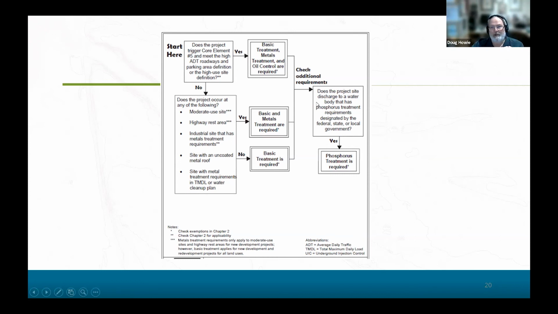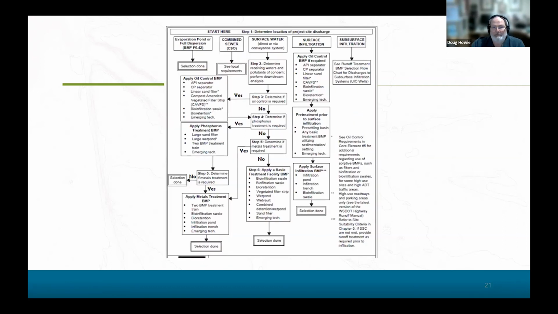Now that you know what kind of treatment you have to do, what BMPs can do that treatment? Well, you come to this table. If you're doing subsurface infiltration, that's UIC. If you're doing that, you go to the UIC wells and you follow their treatment requirements, which are identified in some matrices in chapter 5.6. Subsurface infiltration is not a portion of the core elements. You're not getting treatment that way.